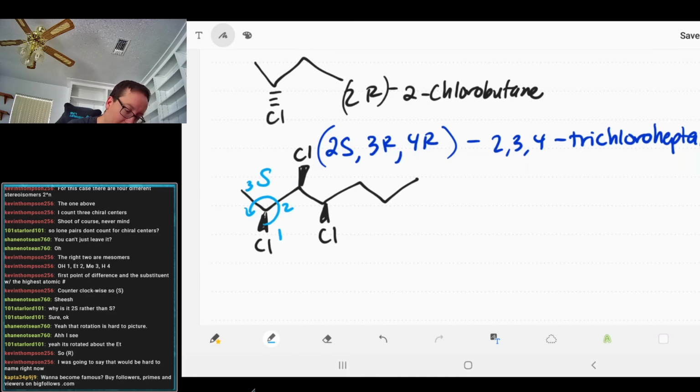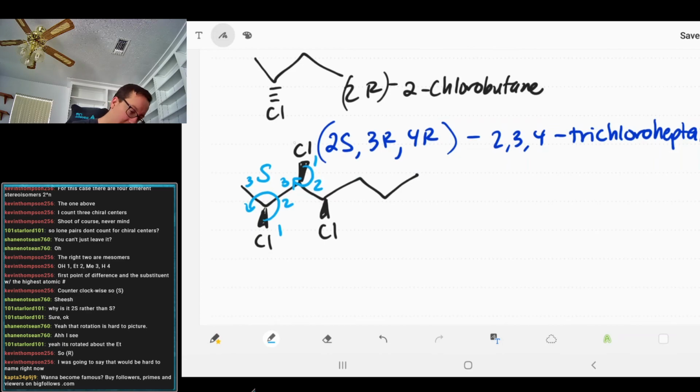Priority 1 is the chlorine. Priority 2, let's take a look. We've got carbons with chlorines on them. However, there's a larger carbon chain on the right. So that's going to be our priority 2, and then our priority 3. We draw this. We are now turning right, like taking a right turn in our car, turning our steering wheel to the right. And so we get R on that one, which is luckily what we wanted.